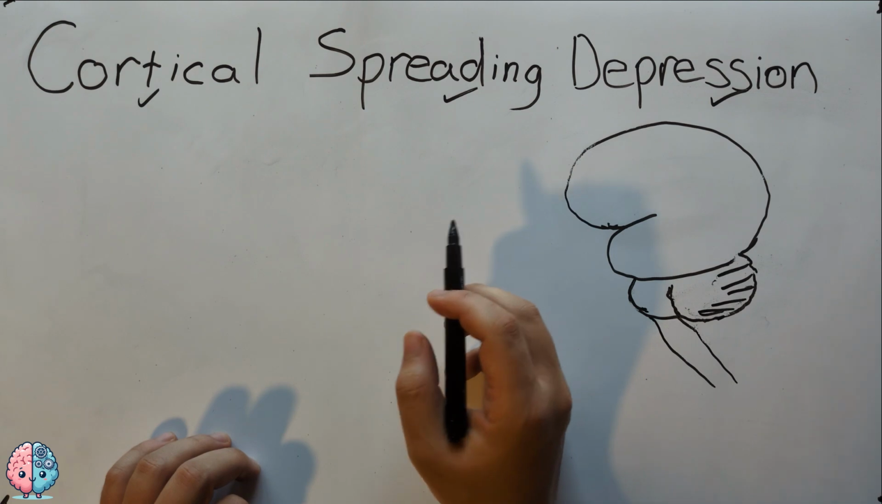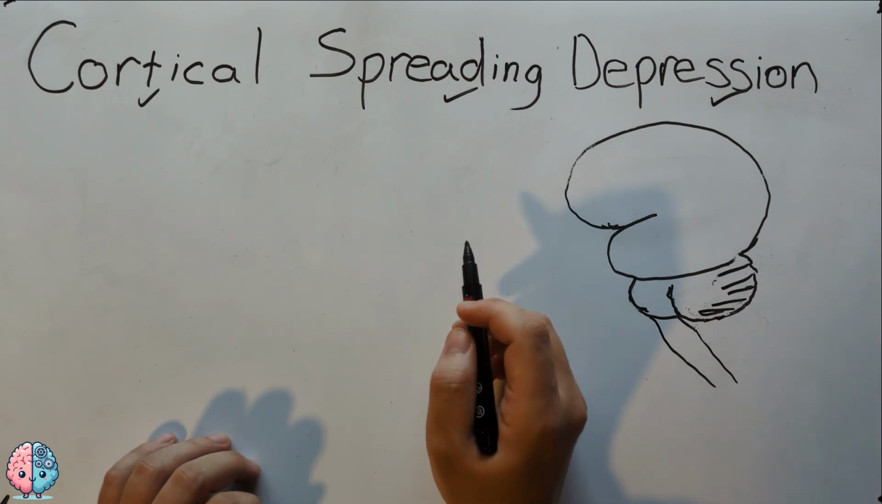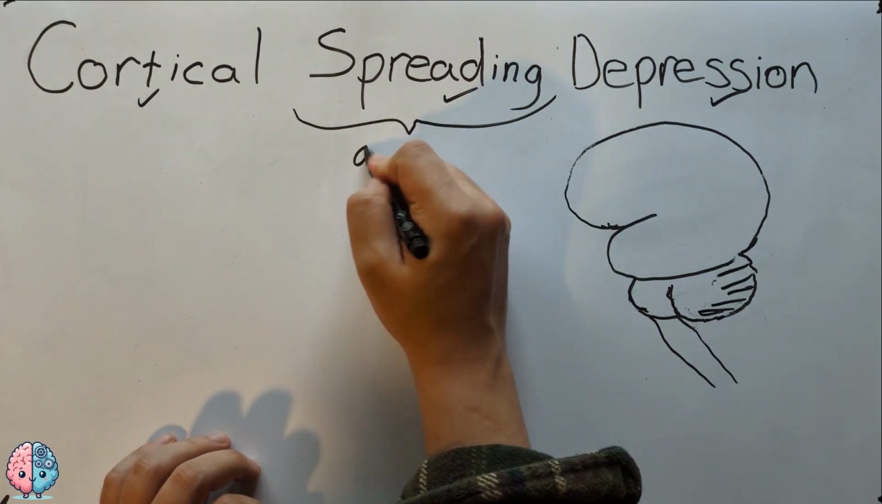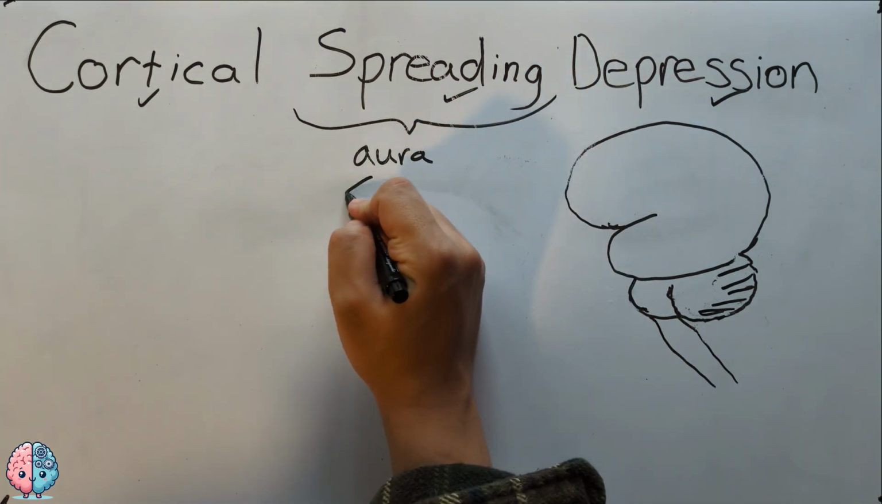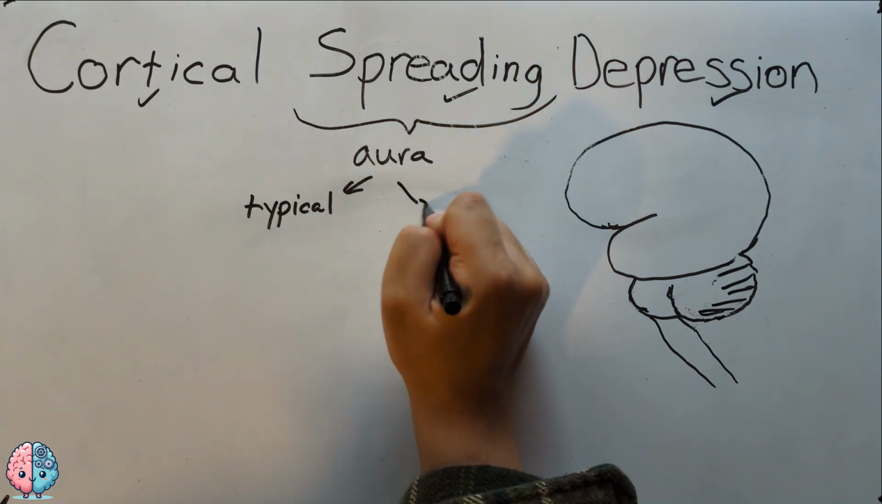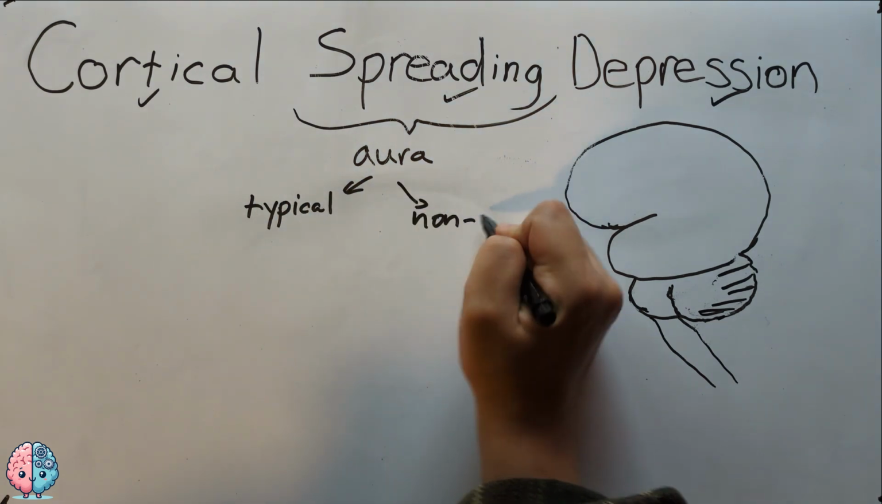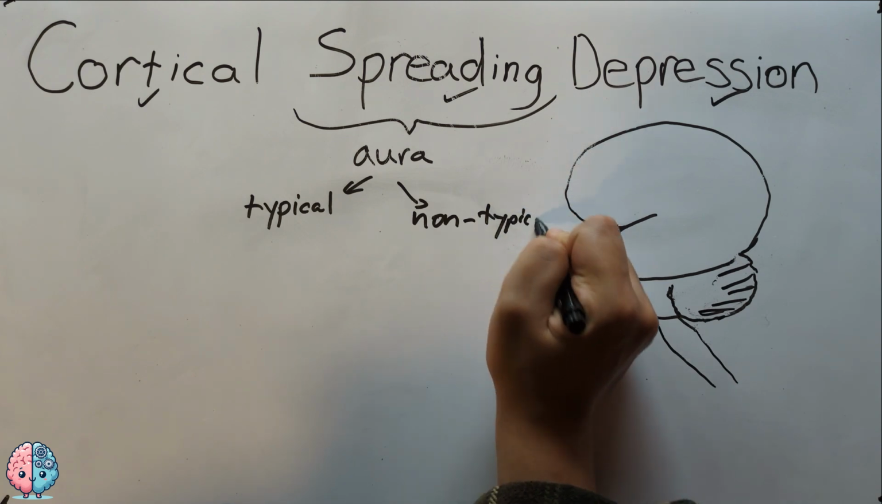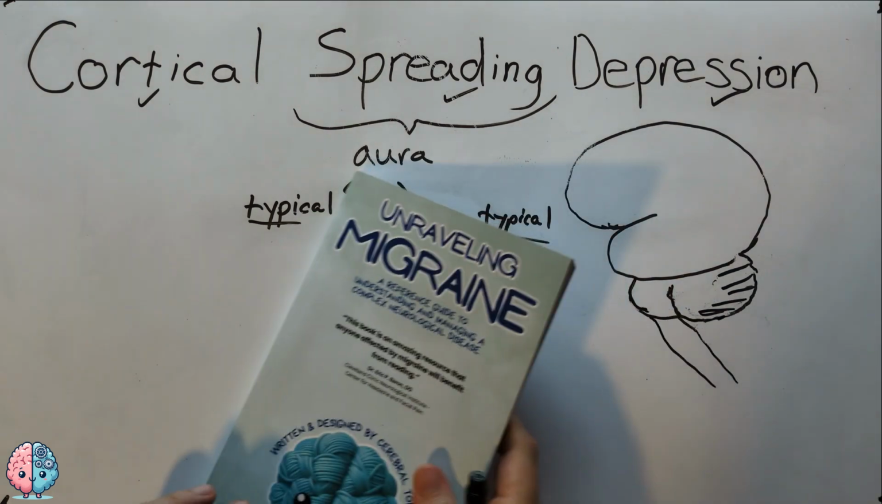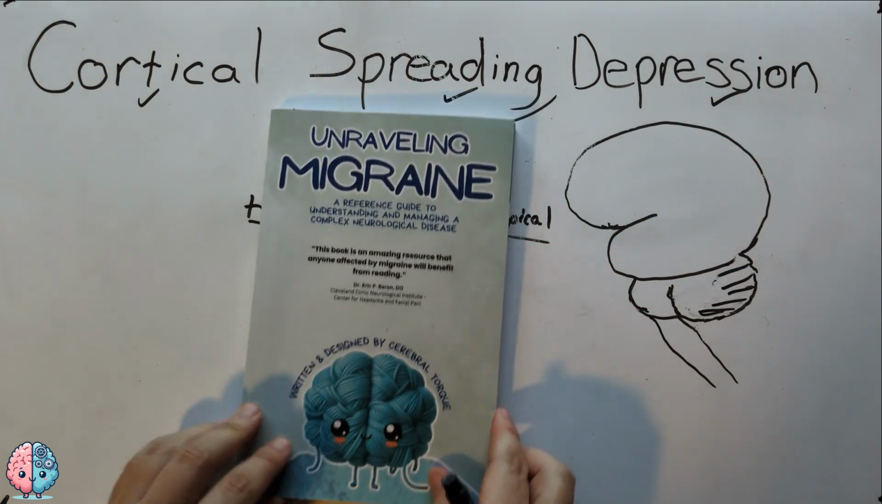Cortical spreading depression is a phenomenon in migraine that is usually associated with the aura phase of migraine. When it comes to aura, we have our typical aura, and we have our non-typical aura symptoms. Now, what's typical and what's non-typical? Well, let's follow along with unraveling migraine.